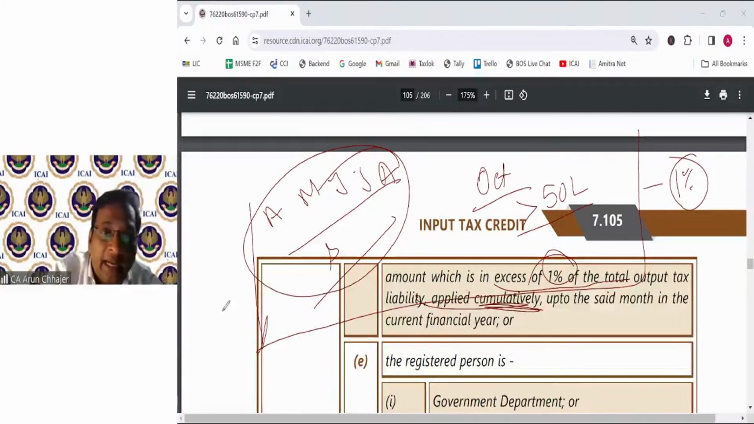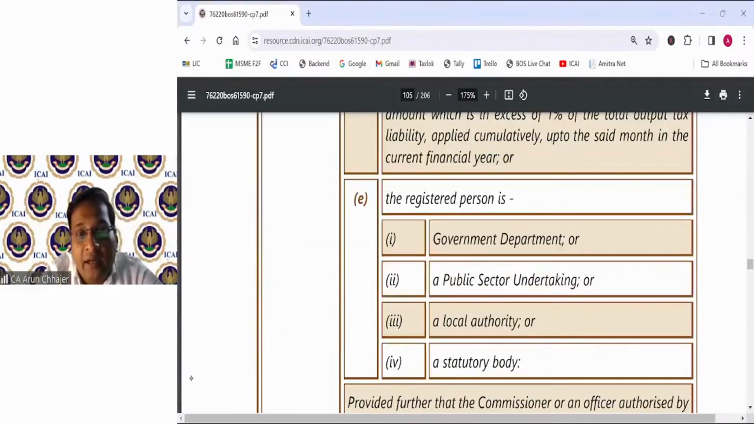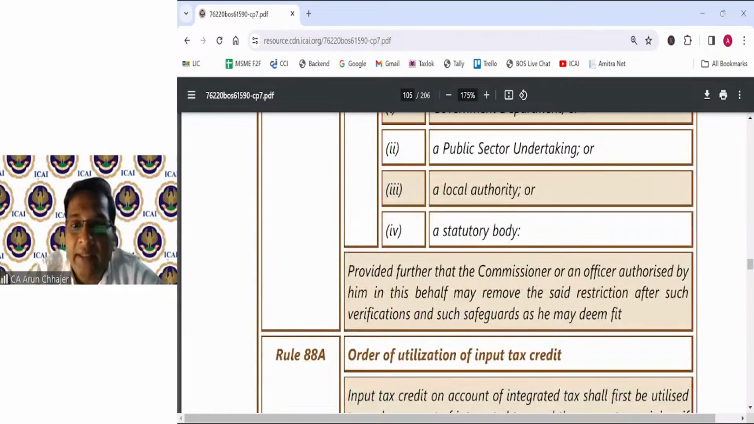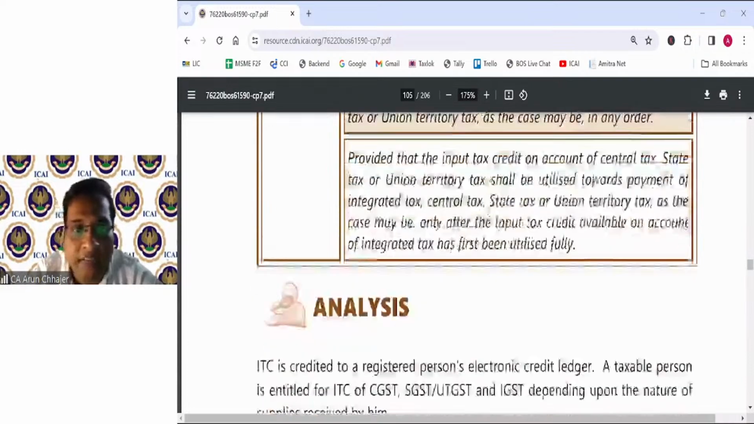Correct? And last is if the registered person is a government department, public sector undertaking, local authority or statutory body, then again 86B will not be applicable, provided that the Commissioner or an officer authorized in this behalf may remove the said restriction after verification and safeguards as he may deem fit. So this can be relaxed.